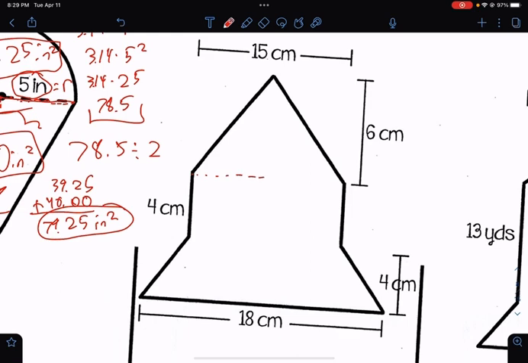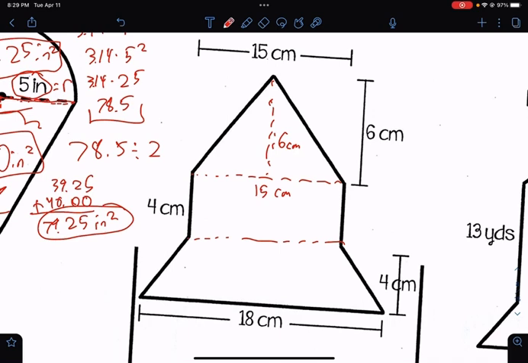I'm going to draw a dashed line here, and I'm going to draw a dashed line here. So now I have a rectangle here, I've got a triangle, and I've got a trapezoid. I'm just going to start at the top here. My triangle, this triangle up here, the length across here is 15 centimeters. The height is 6 centimeters.